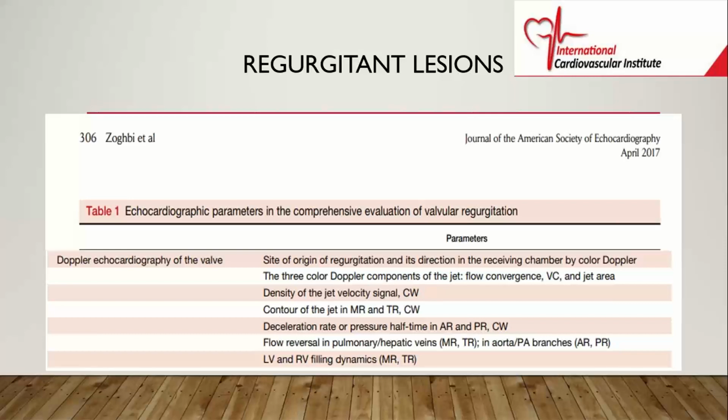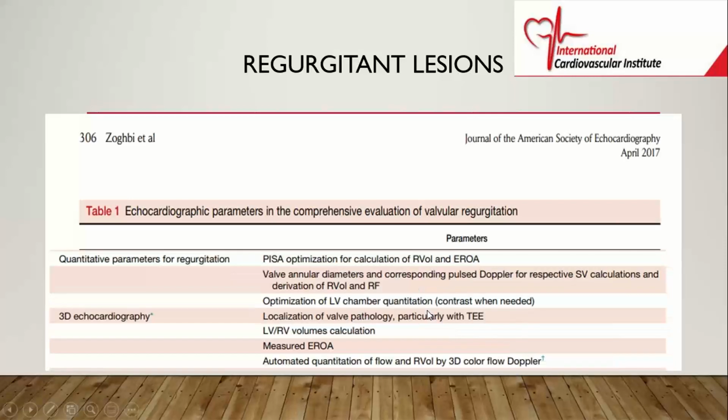And then you can measure the LV size and the RV size as we talk about the size and pressure. Give you some information as we talk about severity.